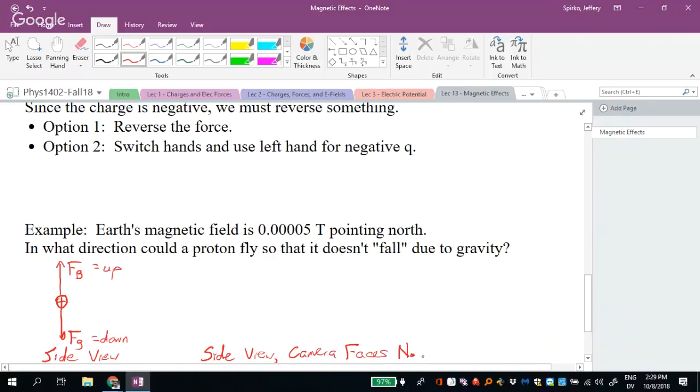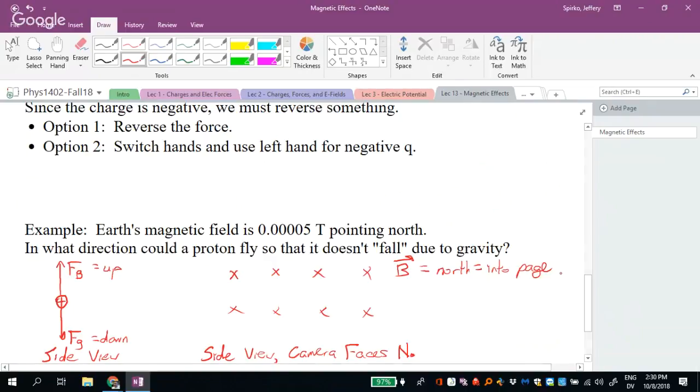So if the camera faces north, then we can draw the magnetic field in this diagram. Because if the camera is facing north and the magnetic field points north, then the magnetic field is pointing away from the camera. So we can draw X's. So B equals north equals into the page.